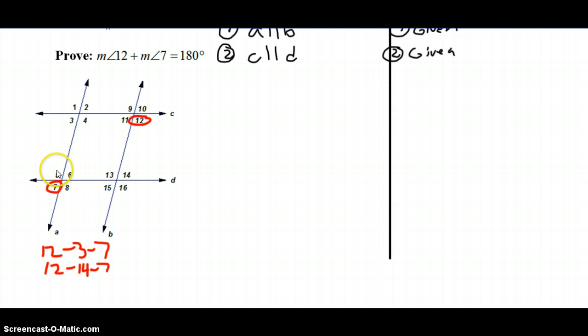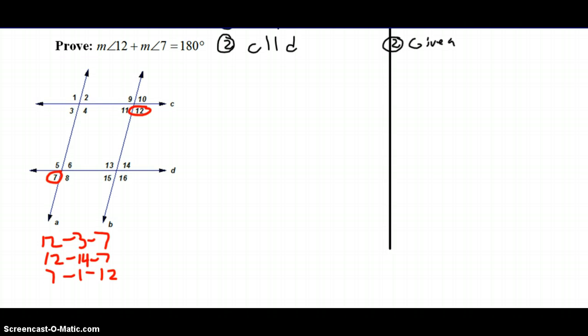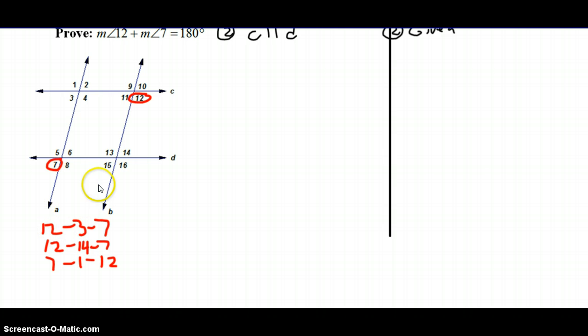I could also go backwards. I could go from 7 to 1, 7 and 1 being same side exterior angles, those adding up to 180, and then from 1 to 12 being alternate exterior angles, those would be congruent, and then I could do some substituting. I could also go from 7 to 16, same side exterior angles being supplementary, and then 16 and 12 are corresponding angles and congruent, and then I could substitute.